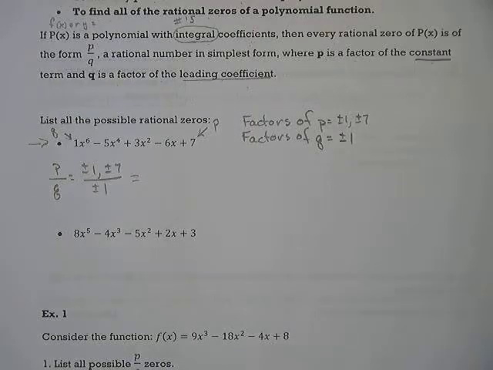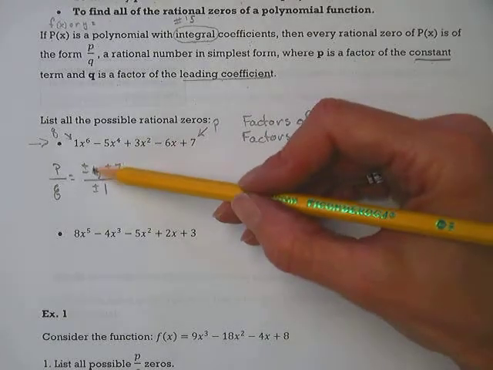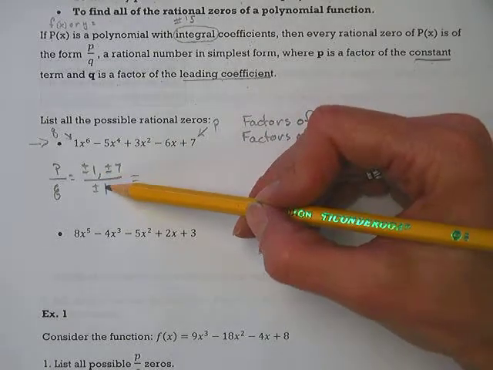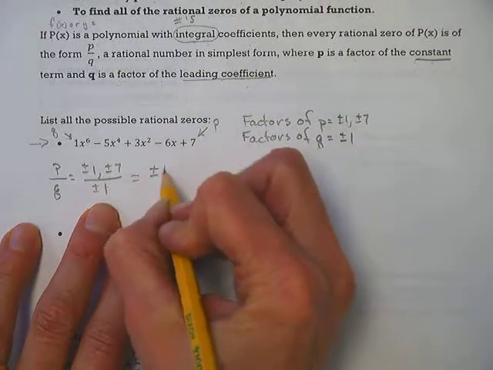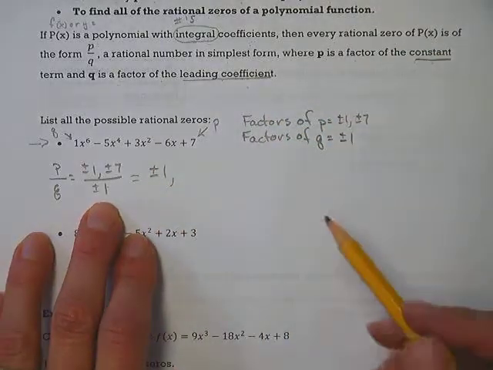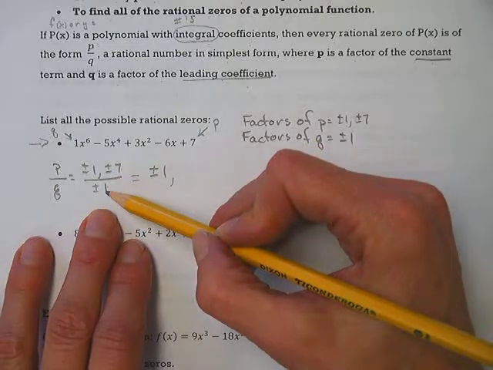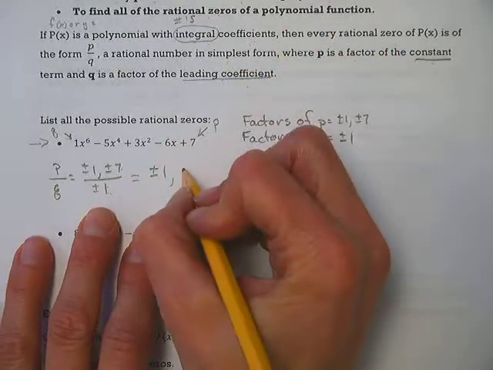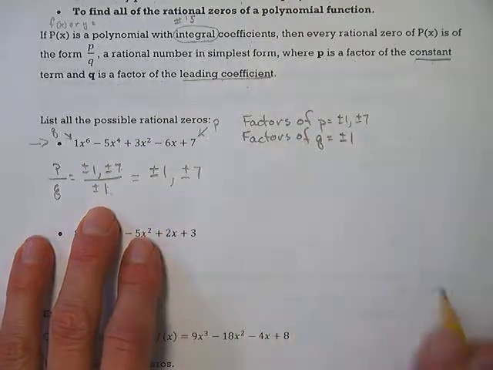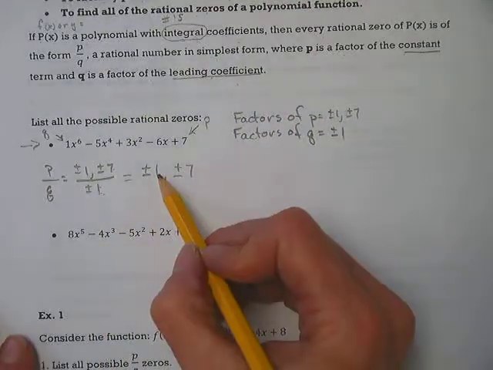Now, we have to write all the different combinations. And this is how I write the combinations. I take the first number and I say, what is 1 divided by 1? 1. So I write down plus and minus 1. And then I take the second one and put it over the denominator. What is 7 divided by 1? 7.